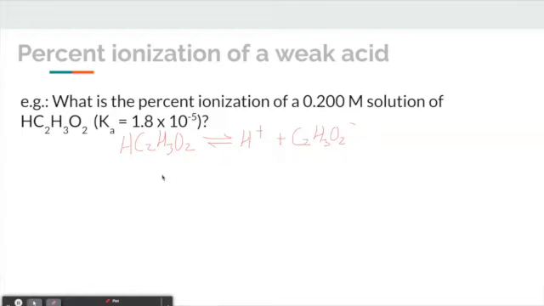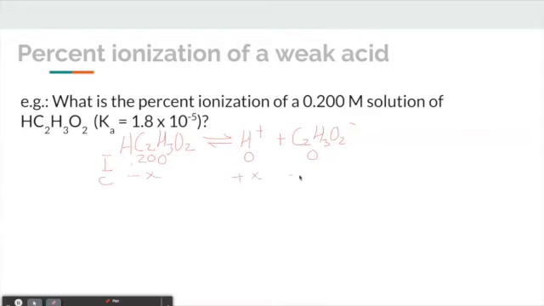I've left off the aq symbols. I'm going to start doing that more and more just to save a little bit of writing. But just recognize that these things are all in aqueous suspension. All right, initially, this is a 0.2 molar solution, 0.200. Neither of these are present. Our change, minus X plus X plus X.